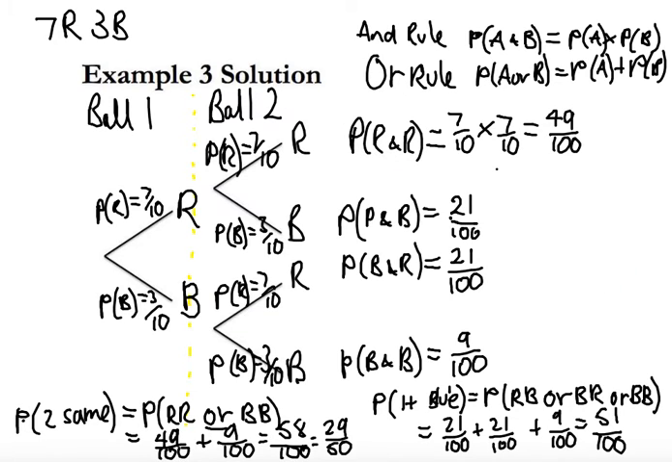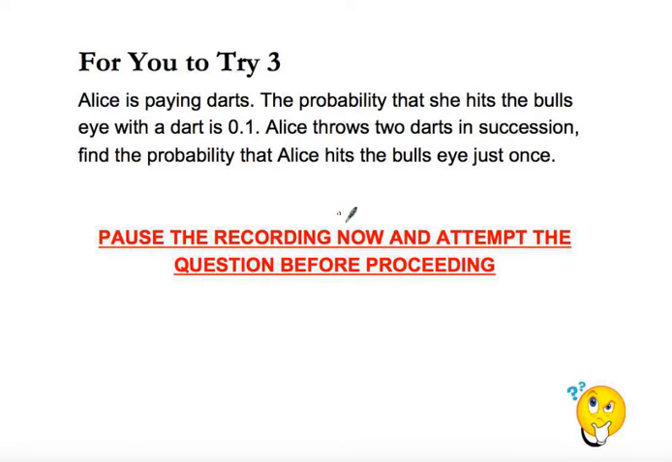Okay, so now one for you to try. Alice is playing darts. The probability she hits the bullseye with a dart is 0.1. Alice throws 2 darts in succession. Find the probability that Alice hits the bullseye just once. So what I want you to do is draw a tree diagram and find this probability. I want you to now pause the recording and attempt the question before we proceed.